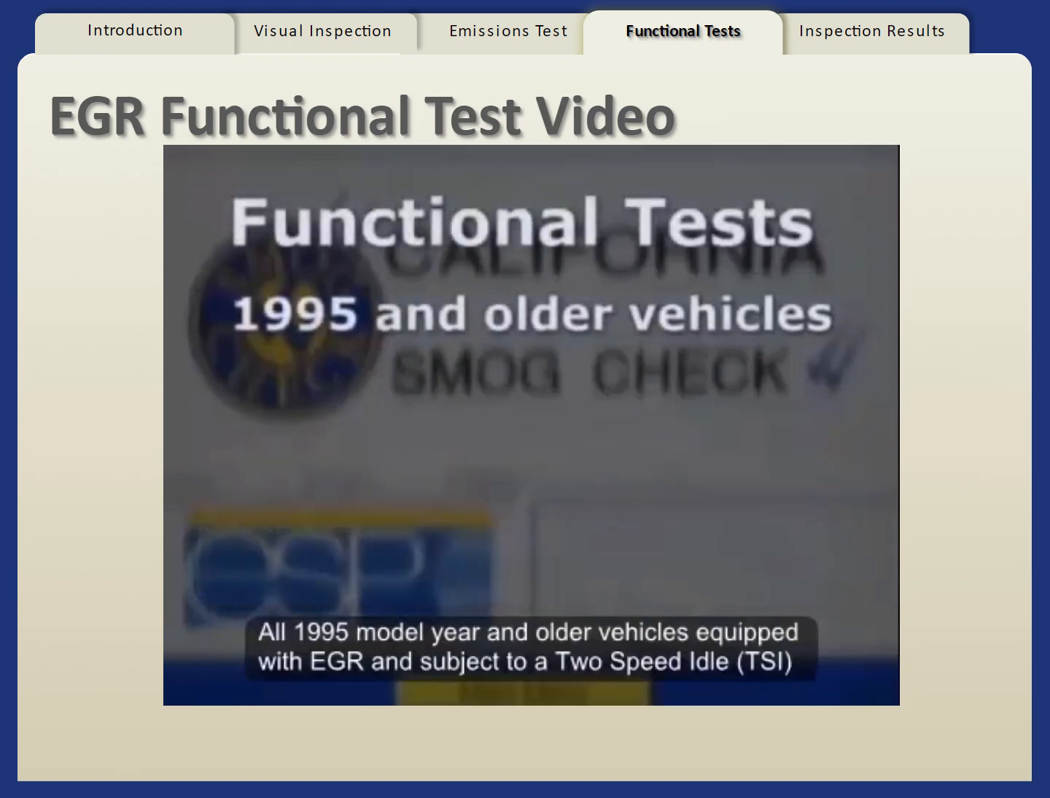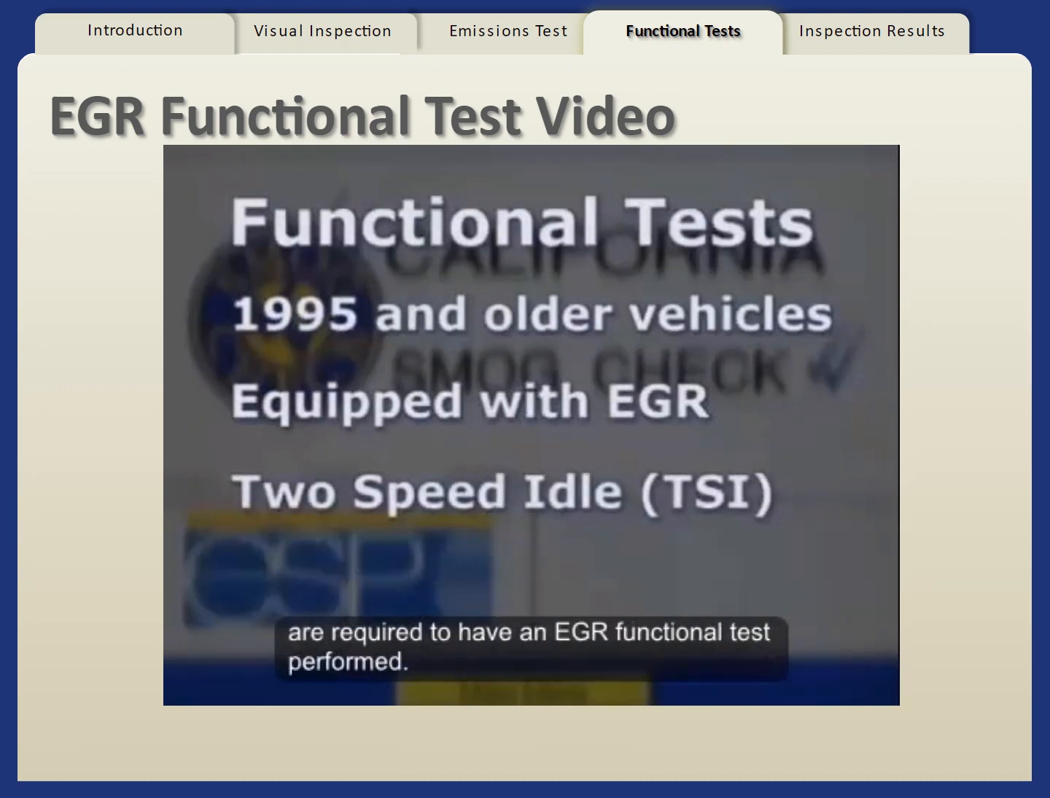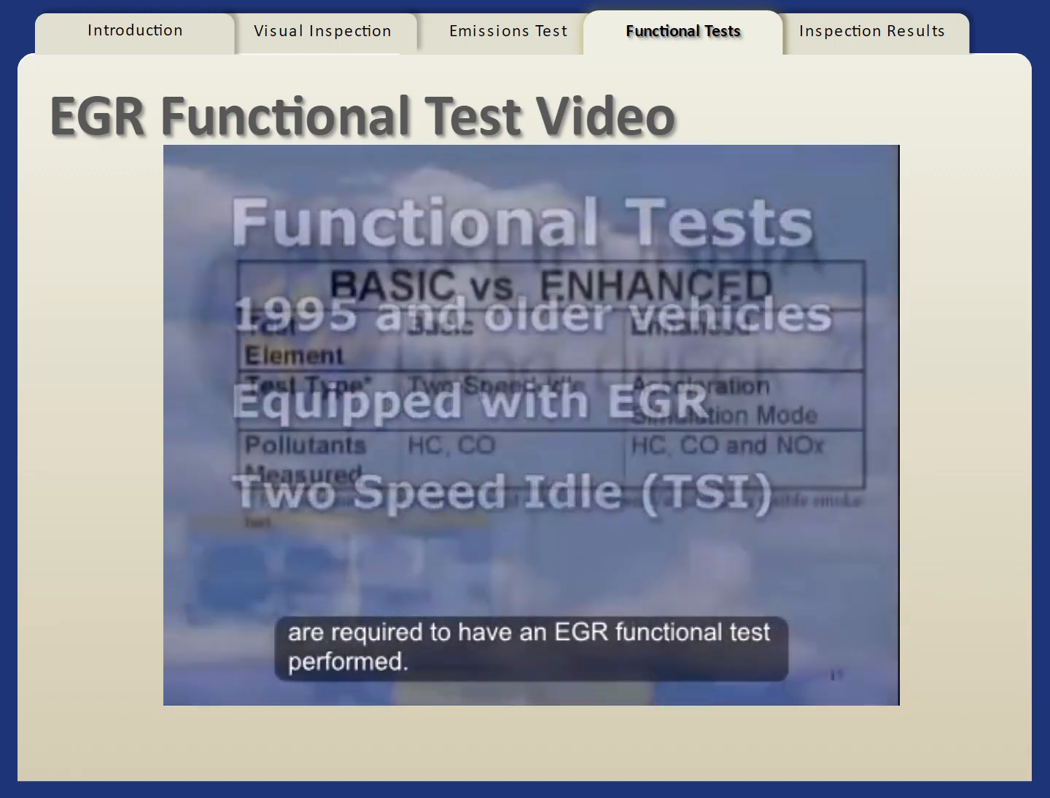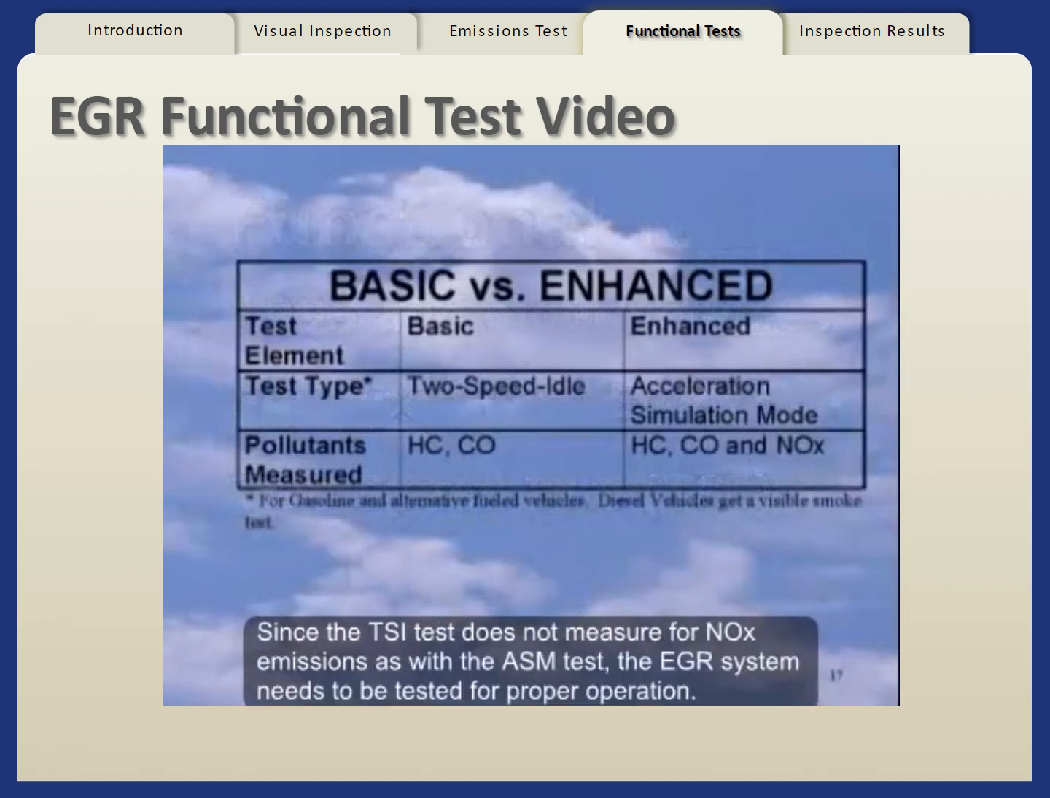All 1995 model year and older vehicles equipped with EGR and subject to a two-speed idle, TSI, are required to have an EGR functional test performed. The EGR's main function is to help reduce NOx emissions. Since the TSI test does not measure for NOx emissions, as with the ASM test, the EGR system needs to be tested for proper operation.